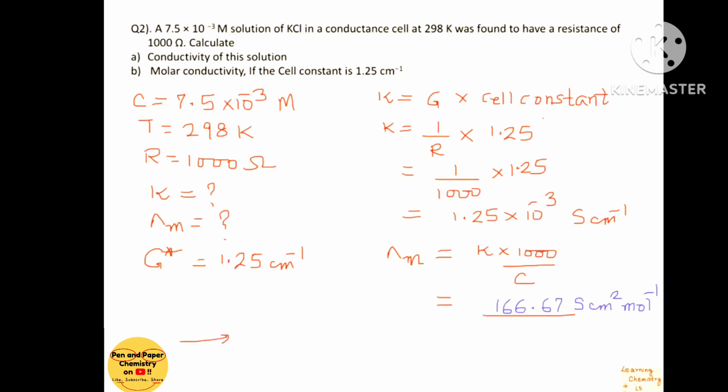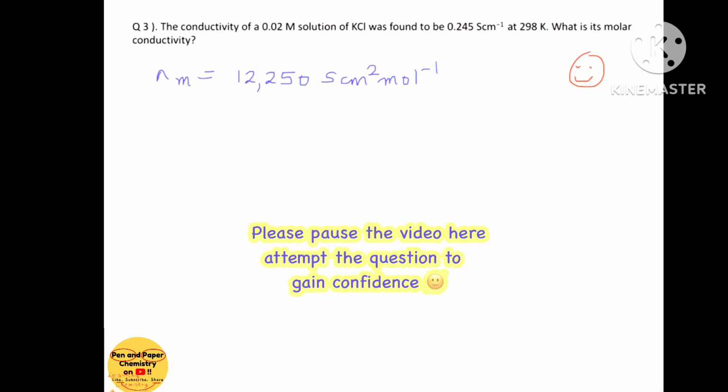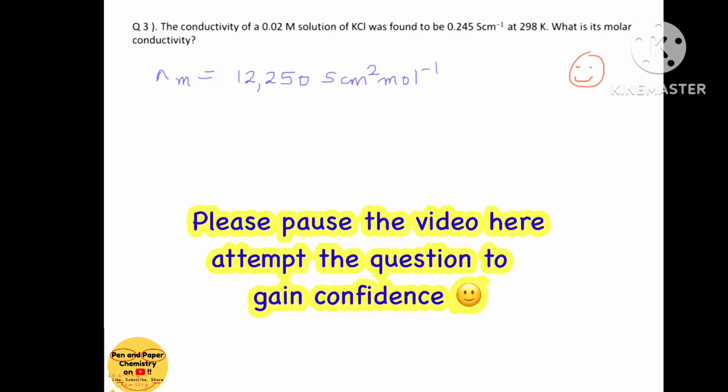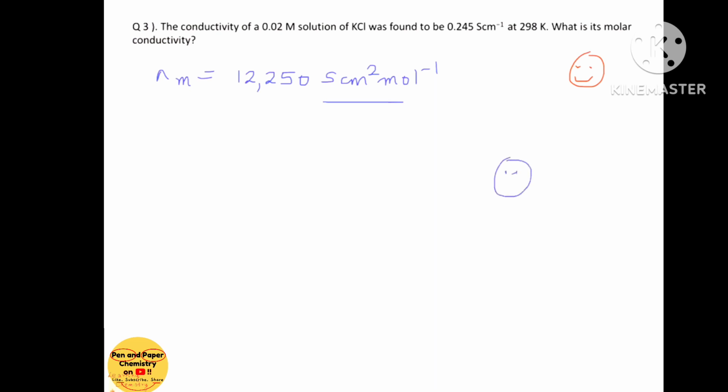So providing you the answers to the questions here. Question number 2, we have molar conductivity as 166.67 Siemens centimeter square per mole. You got this right? Give yourself a big smiley here, pat yourself on the back. Let's do the third one, the value for molar conductivity, because this was a very direct question. 12250 Siemens centimeter square per mole is the molar conductivity. Got the second one right? Very good.